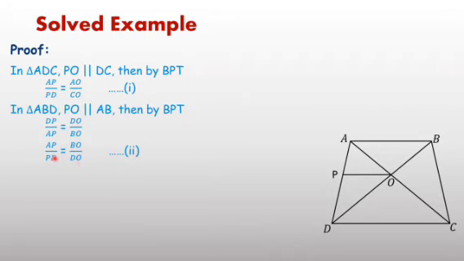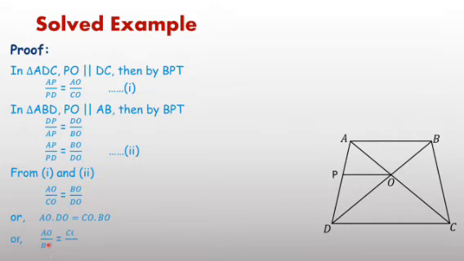From first and second, you can observe the LHS of both equations is the same. Therefore, equate the RHS. Equating the RHS means AO upon CO equal to BO upon DO. Cross multiply and rearrange, and we will get the result AO upon BO equal to CO upon DO. That is the required result. So we solved the first example in the trapezium. If the diagonals intersect each other at point O, then after solving you get AO upon BO equal to CO upon DO. One more question.